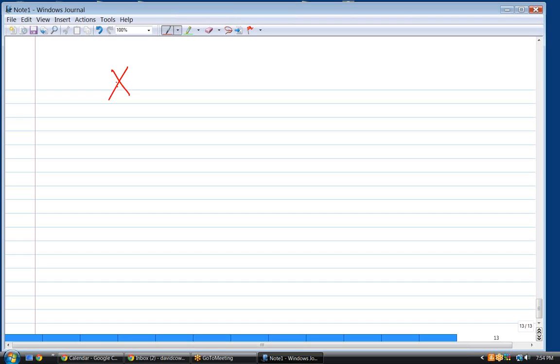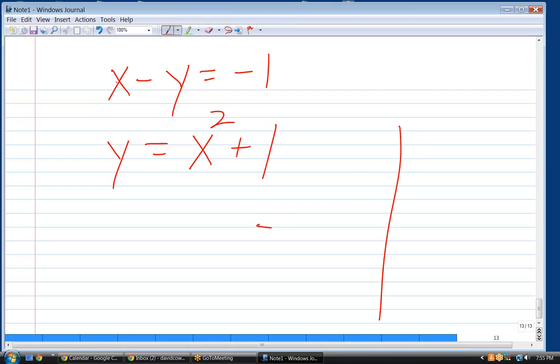x minus y equals negative 1. y equals x squared plus 1. Let's graphically look at it. Bottom equation is the equation of a parabola shifted up by 1. And this is the equation of a line. That's y equals x plus 1. So that has a slope of 1, goes through that point right there.